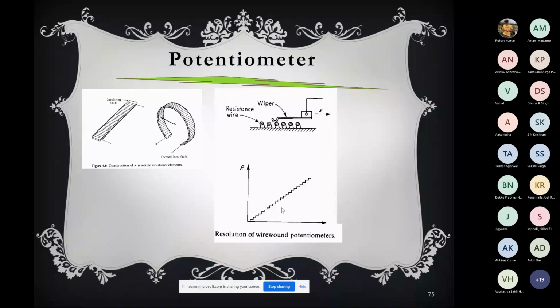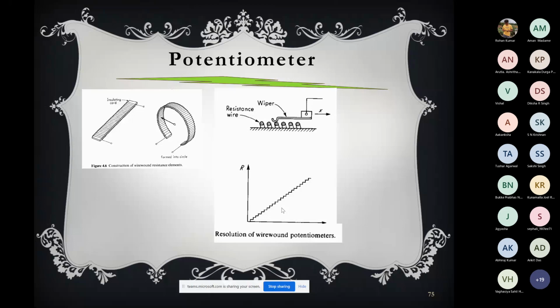If you construct the resistance in such a way that it is wire wound, then your resolution will not be very high. But suppose you ask, sir, we don't need wire wound, I will take a straight wire, only one straight wire, and I will move the slider so that the resistance will vary continuously. Very good. That is acceptable.